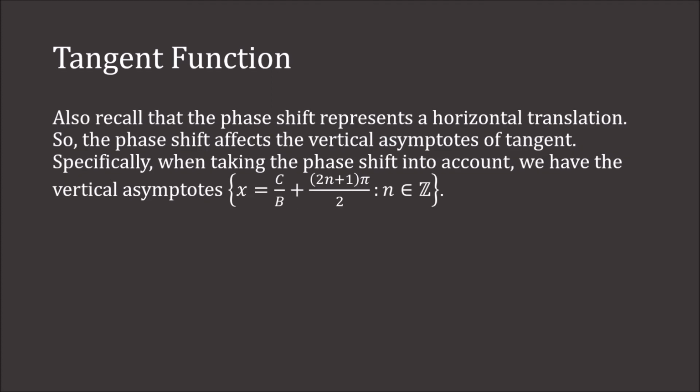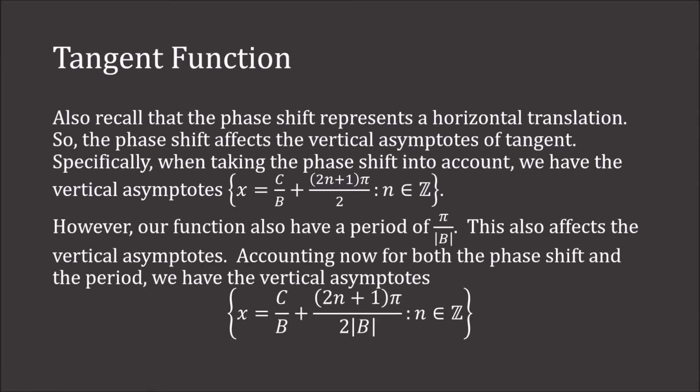Also recall that the phase shift represents a horizontal translation. So the phase shift affects the vertical asymptotes of tangent. Specifically, if we're only considering the phase shift, the vertical asymptotes become x equals c over b plus (2n plus 1) pi all over 2, where n is an integer.